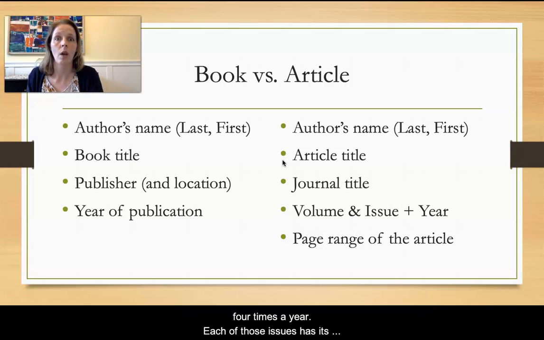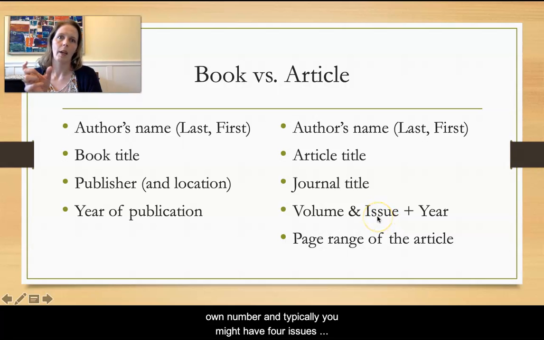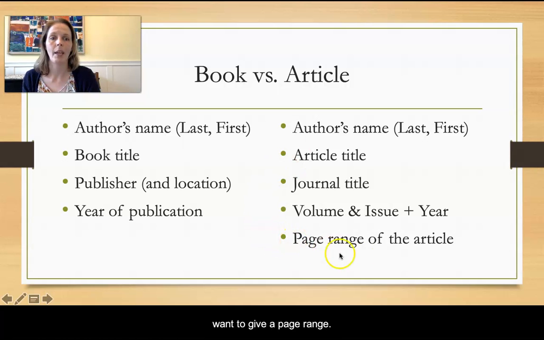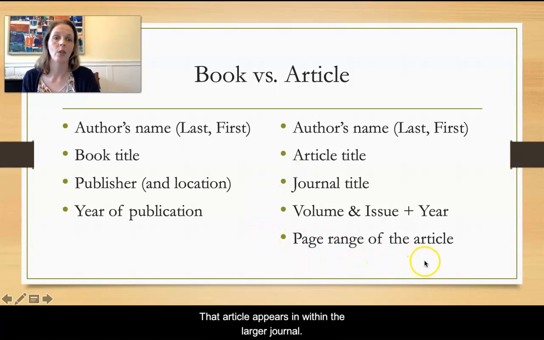So each of those issues has its own number, and typically you might have like 4 issues included in a single volume. There's more information to include here, so you'll have a year followed by a volume and an issue number. And then finally, because the article is only a small part of the journal, you want to give the page range that the article appears in within the larger journal.